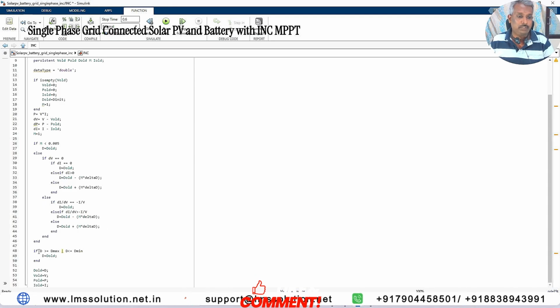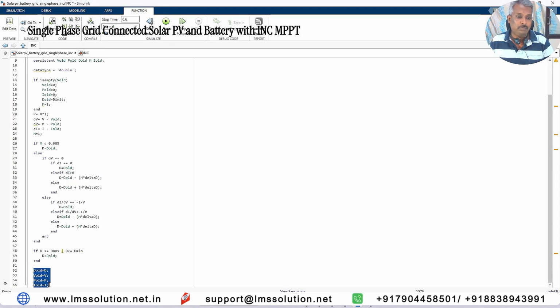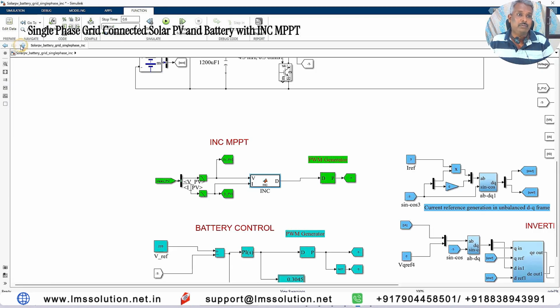Next, you have to check the duty cycle against the maximum and minimum values. If D is more than D max or D is less than D min, then we keep the duty cycle equal to D old. Otherwise, you allow this duty cycle to go for further processing. Then we overwrite the previous instant values with the current instant values. This code keeps executing every sample time, so it calculates the duty cycle every sample time.